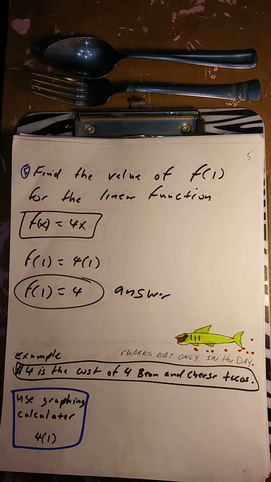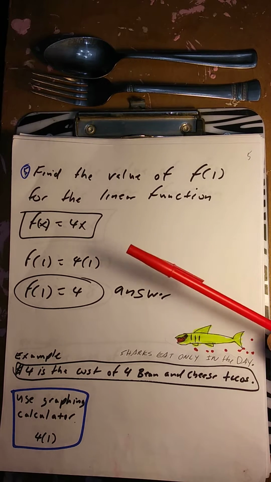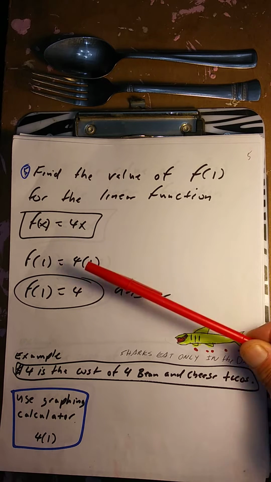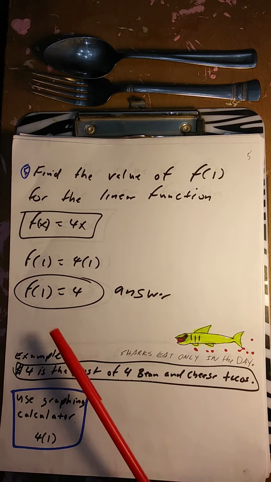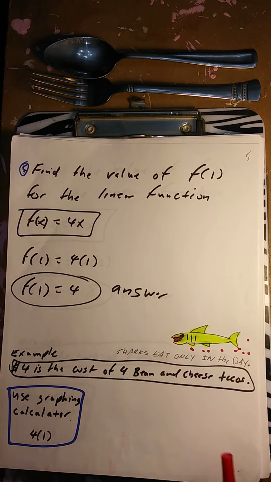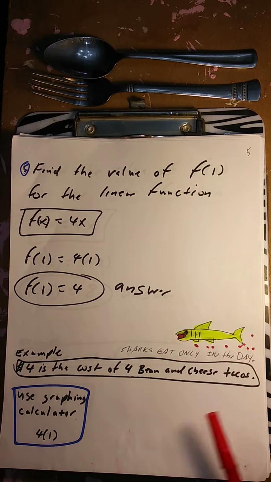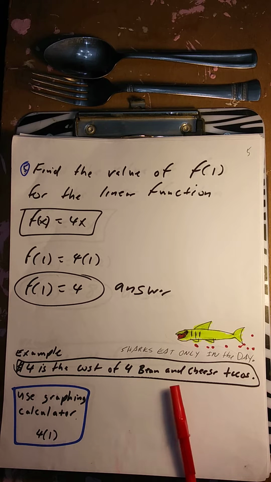Find the value of f of 1 for the linear function f of x equals 4x. So f of 1 means 4 times 1. That's going to be 4. So f of 1 equals 4 for the function. Example, $4 is the cost of 4 bean and cheese tacos.